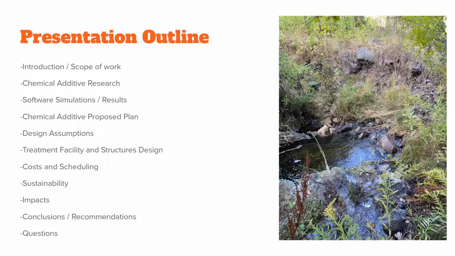As a quick outline, we'll talk about the introduction and scope of our work project. We'll also talk about our chemical additive research we did as a group, our software simulation and results, our chemical additive proposed plan, design assumptions we made as a group, our treatment facility and structure design, as well as the cost and schedule of that. Then we'll also talk about the sustainability factors in our project, the impacts our project has, conclusion, recommendations, and time for questions.